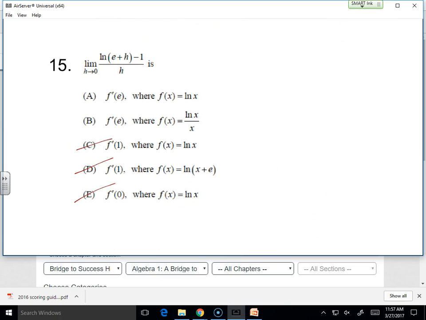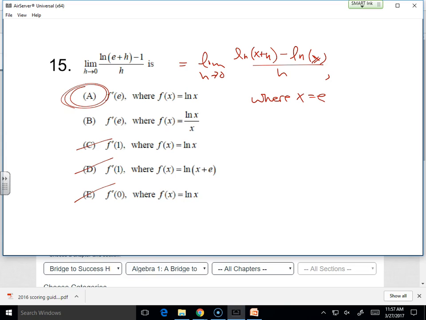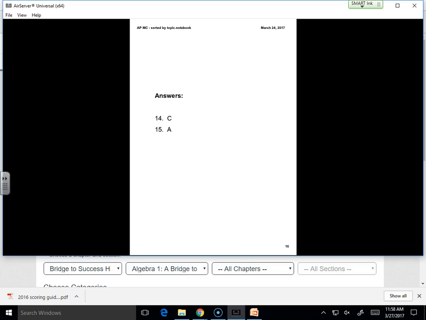So I could say this is the limit as h approaches 0 of ln of x plus h minus ln of x, all over h, such that x equals e. Because ln of e is 1, and ln of e plus h, well there he is. So therefore I'm just trying to find. Does that make sense? Okay, how about differentiation then?